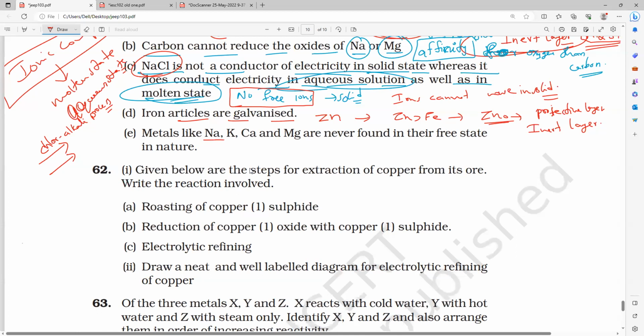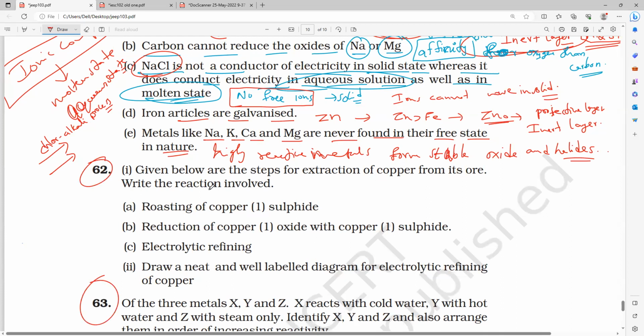Next, metals like sodium, potassium, calcium, magnesium are never found in their free state in nature. Because why? Because they are highly reactive metals, which always form stable oxides and halides. That is the reason. Okay, so till here you finish it.